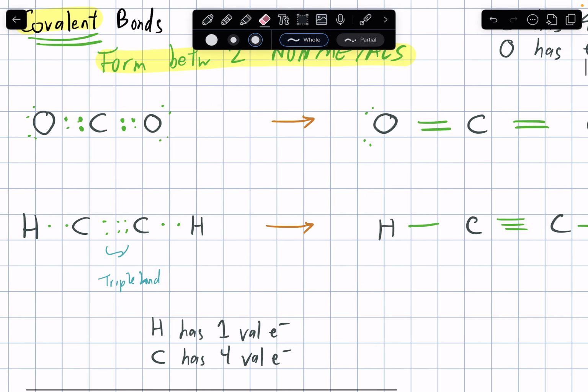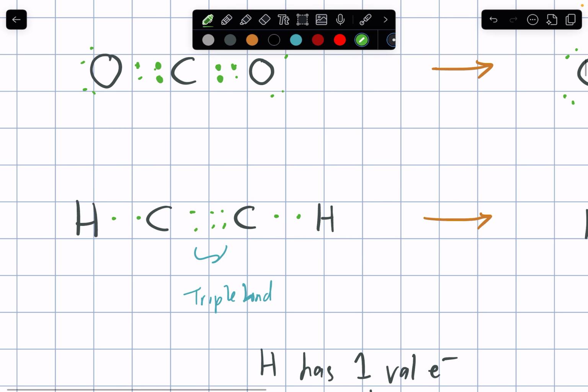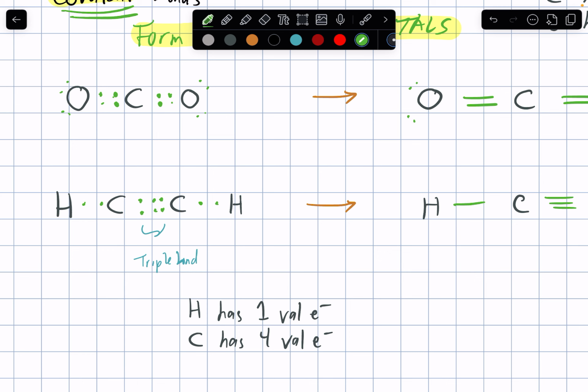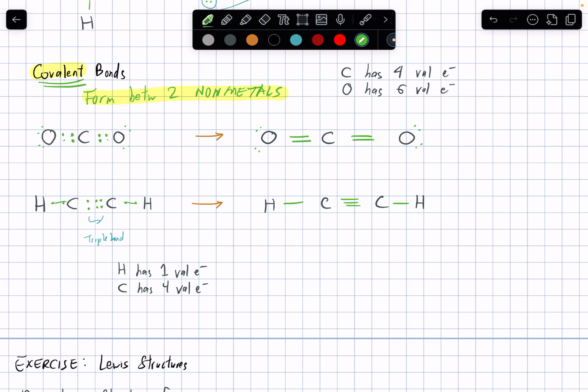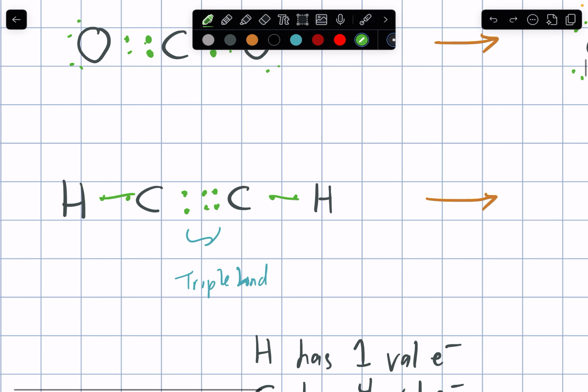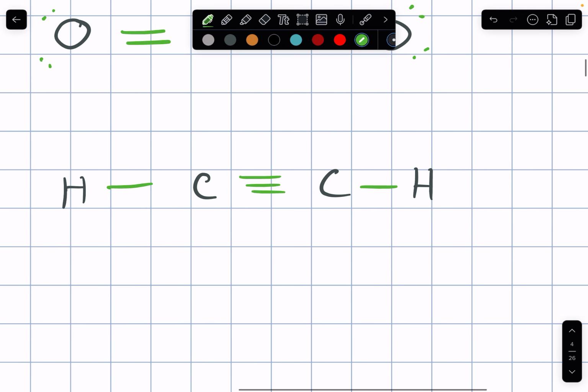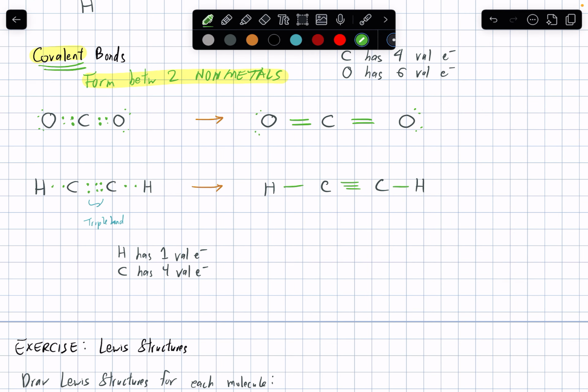Okay, next. So this time you have a triple bond. So carbon has 4 valence electrons, right? 1, 2, 3, 4. And then for this part, 1, 2, 3, and then 4. 4 for each carbon, and then hydrogen has 1. When you connect, just think about how this could be turned into a bond. 1, 2, 3. So that's going to be a triple bond. And this is what you get. In that case, there are no lone pairs.